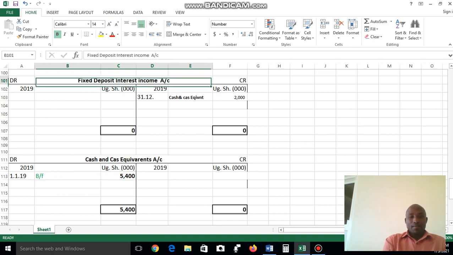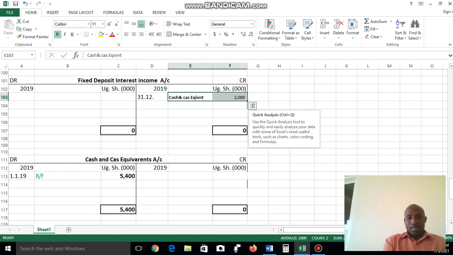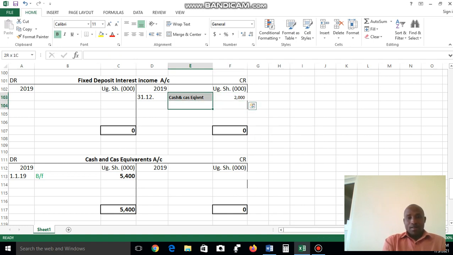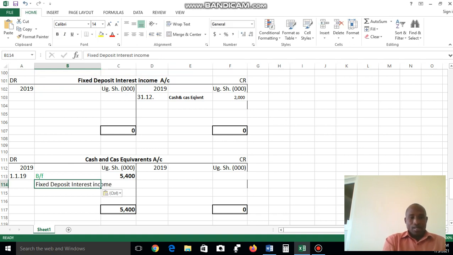Then we have another income, this one. We shall recognize it as what? As a receipt, because we shall receive this interest. It could be either through the bank or in cash. So now we say this is fixed deposit investment, because an account heading here must be an entry in the corresponding account. Deposit interest income. Then we put here our 2,000,000.